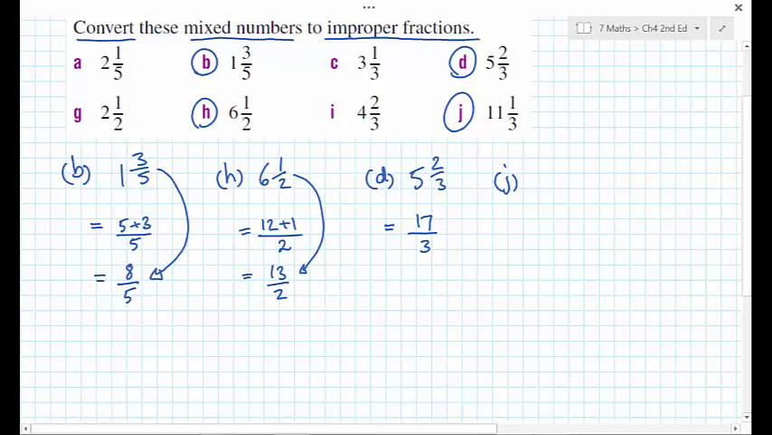So J, 11 1/3. I go 11 times 3 gives me 33, plus 1 gives me 34, and I know that's all out of 3. And so that's how I can then convert these.